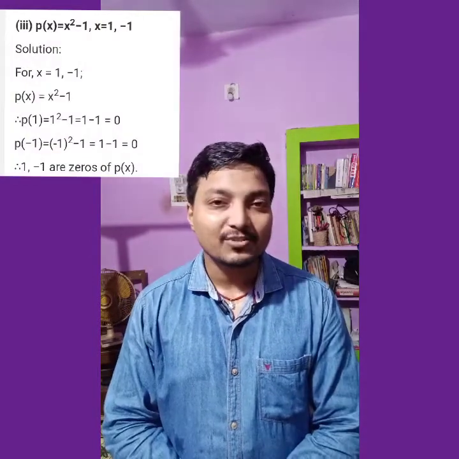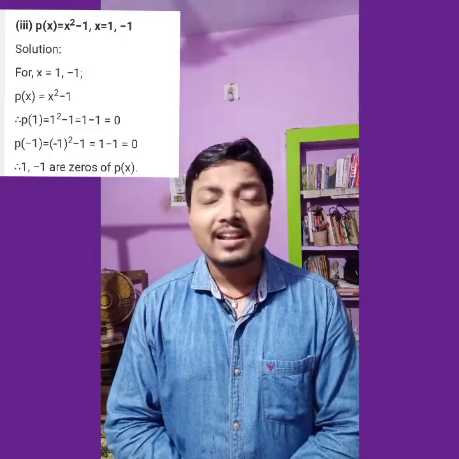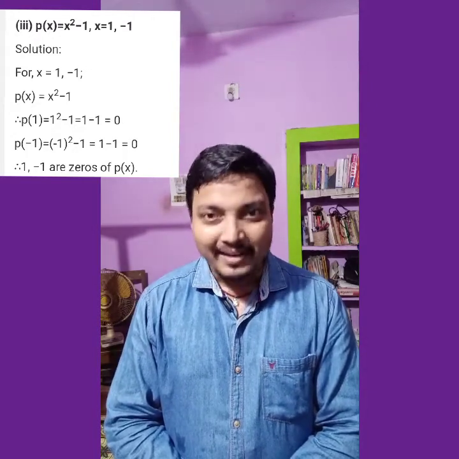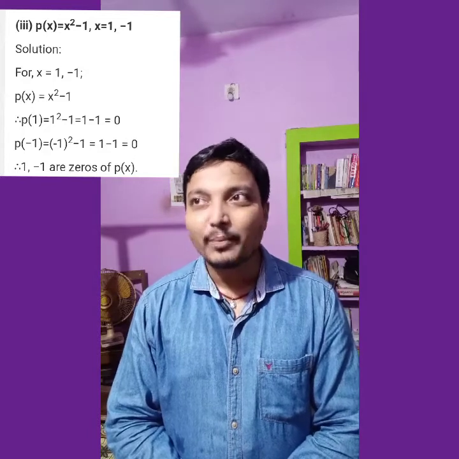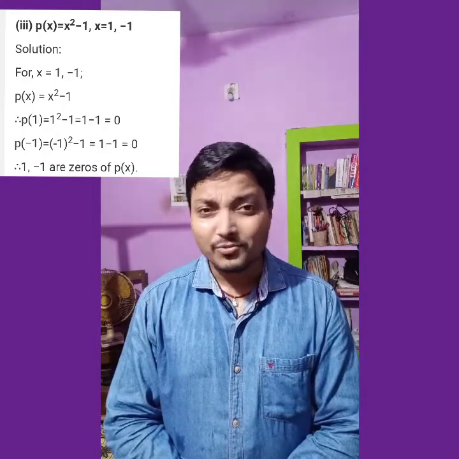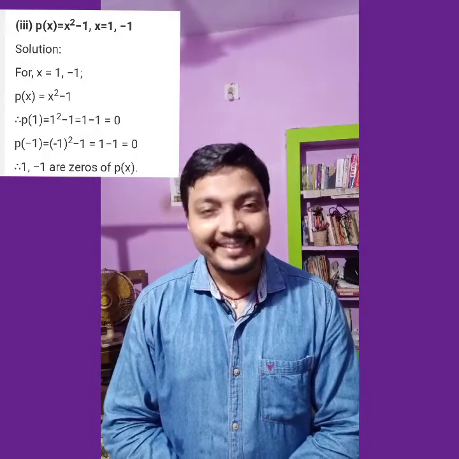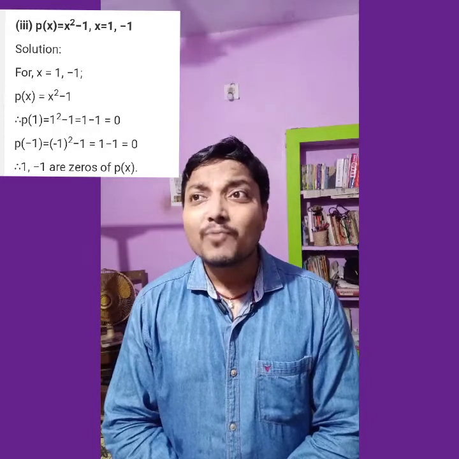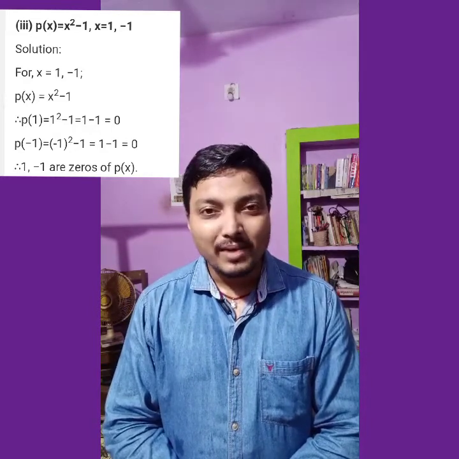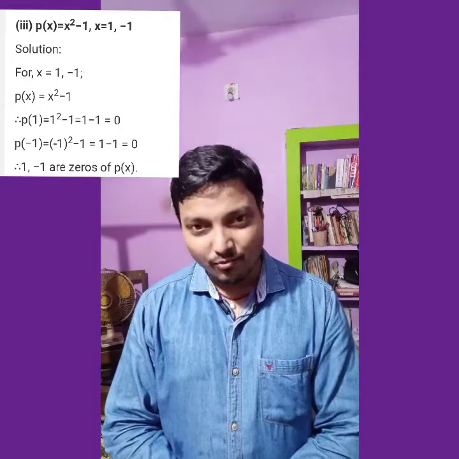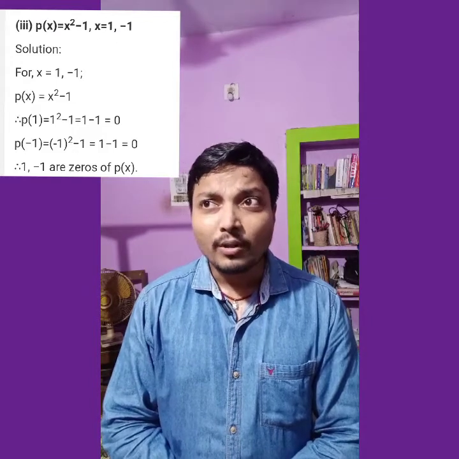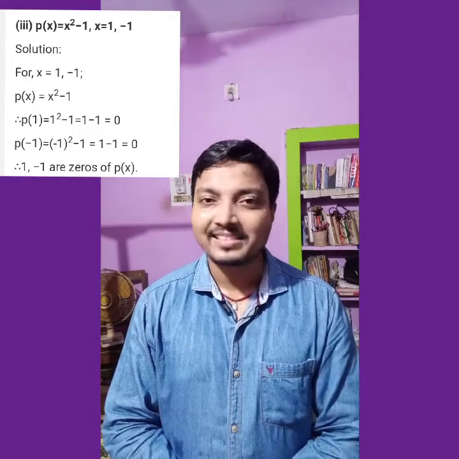Ready? Another one, the polynomial is given as x square minus 1, and you have to check whether 1 and minus 1 are the zeros of the polynomial or not. So we find p of 1. On putting x equal to 1, our polynomial becomes 1 square minus 1. 1 square means 1, and 1 minus 1 is equal to 0. Yes, 1 is the zero of the polynomial. Another one, minus 1. So minus 1 square minus 1. Minus 1 square means 1, and 1 minus 1 is equal to 0. So 1 and minus 1 both are the two zeros of the polynomial x square minus 1.